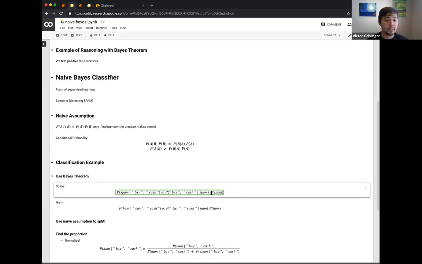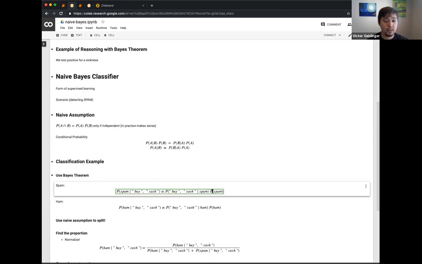So the way you would actually get this in the real world is that you would have something called a corpus, basically a huge amount of data. Corpus usually means words, but you have a huge amount of data and you say it's spam or it's not spam. And you just look at how often spam has the word buy in it, and how often spam has the word cash in it. You can see that percentage, and you can do the same thing for ham, saying how frequently this happens. So you can get these values right here pretty easily.